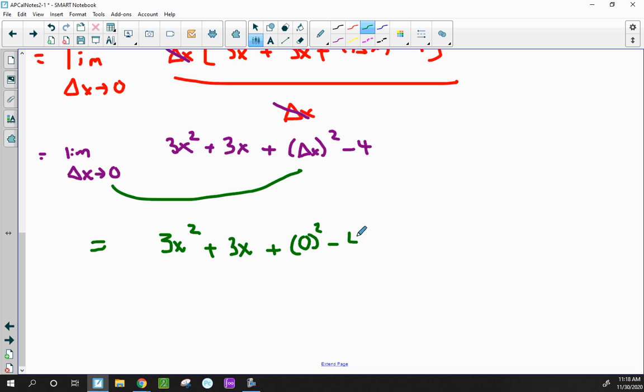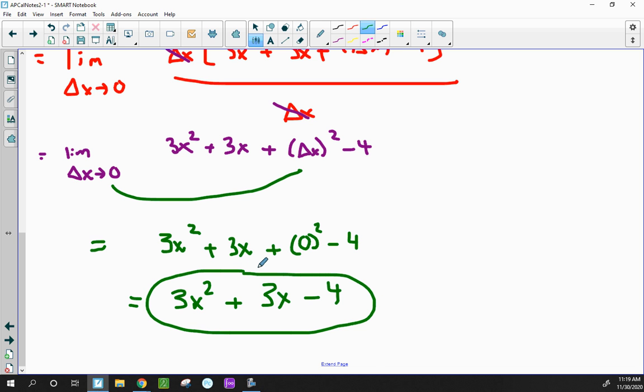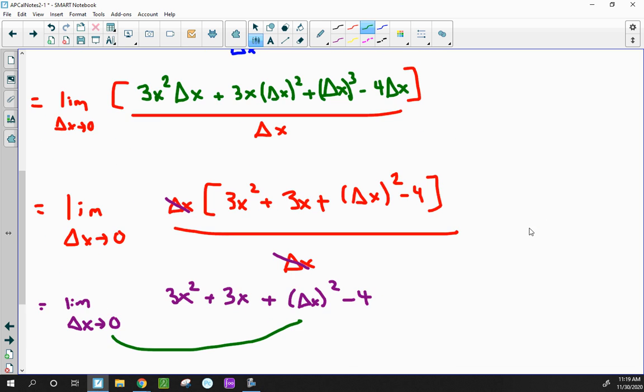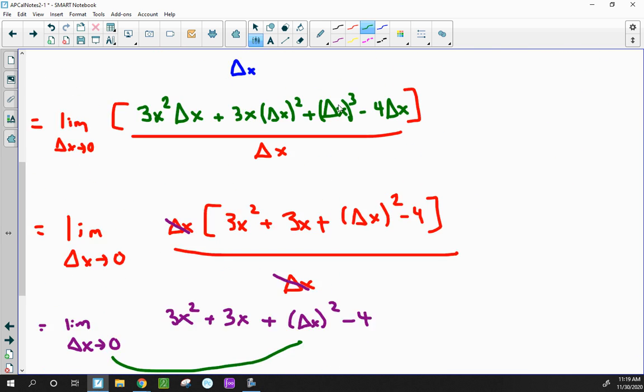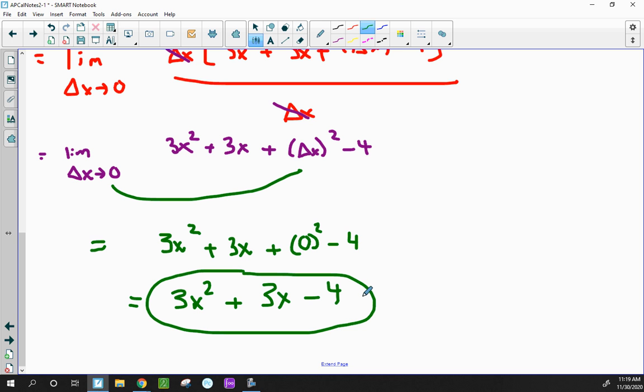Substitute 0 in place of delta x, and then it looks like the derivative f prime x is going to be equal to 3x squared plus 3x plus 0, which I'm going to choose not to write down, minus 4. And so after much work, I found the f prime x, the derivative, to be equal to the limit as delta x approaches 0 by definition, and the answer is 3x squared plus 3x minus 4.